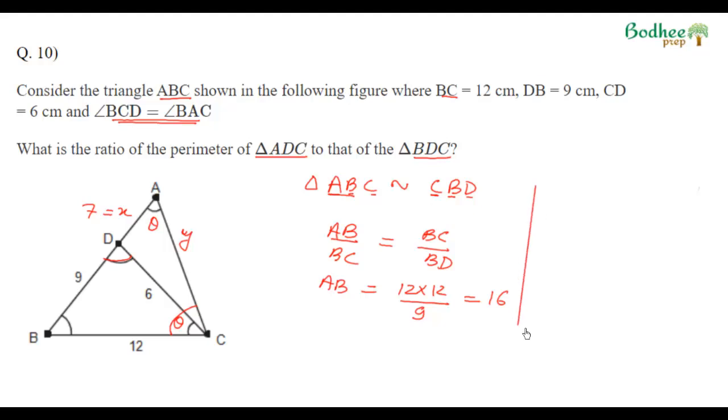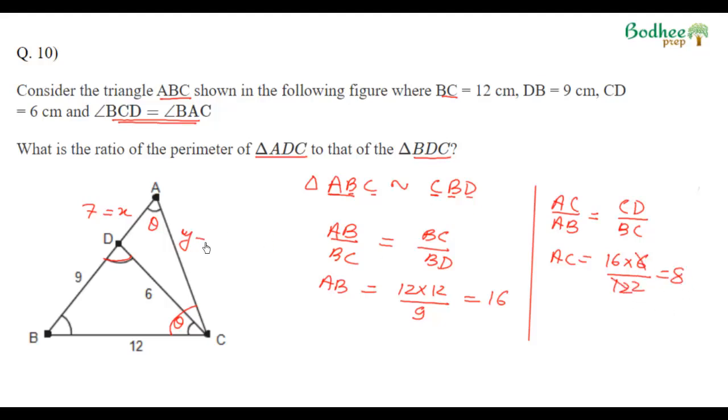Similarly, let us focus on getting the value of AC. For AC, let us take AC over AB, and here we'll take CD over BC. So the value of AC would be AB, which is equal to 16, multiplied by CD, which is 6, divided by BC, which is 12. So this will go by 2 times. This is 8. So this value is 8.